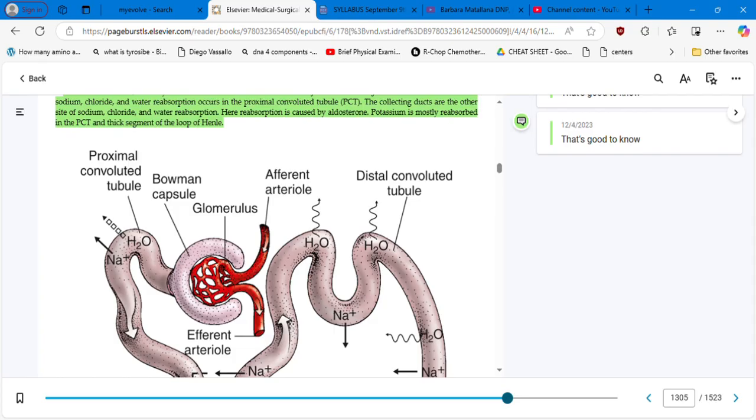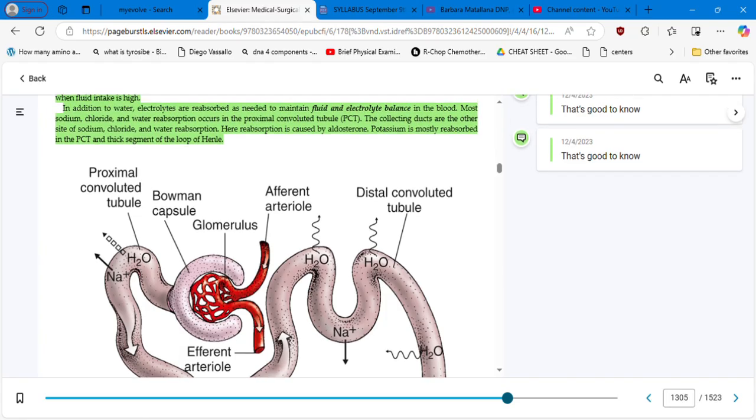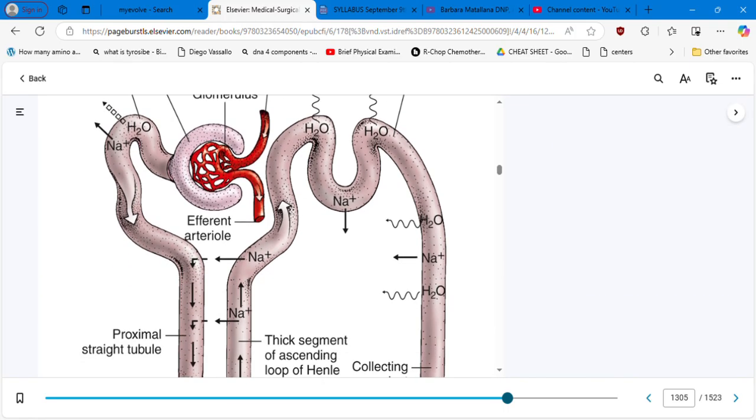Potassium is mostly reabsorbed in the PCT, the proximal convoluted tubule, and the thick segment of the loop of Henle. So also make sure you understand what part of the loop of Henle absorbs sodium and what part absorbs potassium. That's important. Potassium is reabsorbed in the ascending part of the loop of Henle, while sodium is related to the descending part. So that's important to differentiate.